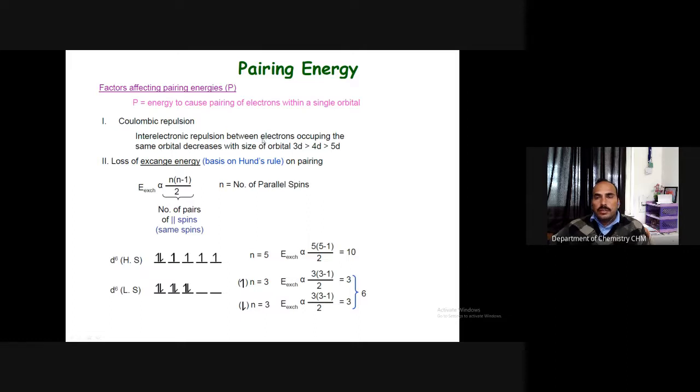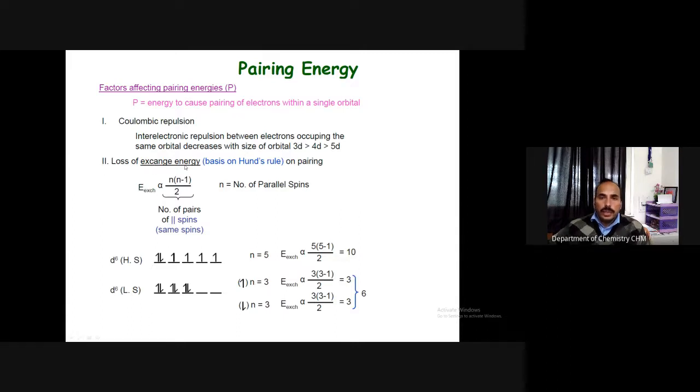So interelectronic repulsion between electrons occupying the same orbital decreases with the size of the orbital. 3d has more repulsion than 4d, and 4d has more repulsion than a 5d orbital because of their sizes. It's just like if you have a bigger house, you can easily accommodate more people. If you have a smaller house, there will be more problems if you are accommodating more people there. The repulsion will be there, right? That's why pairing energy is less in 4d and 5d. That's why formation of low spin complexes is higher in case of 4d and 5d complexes compared to a 3d metal complex.